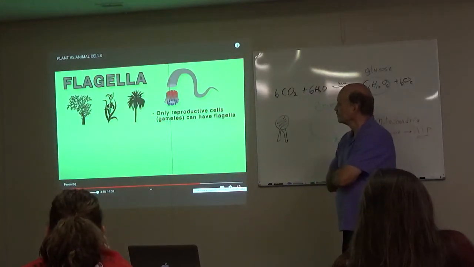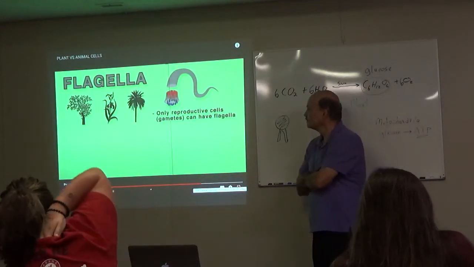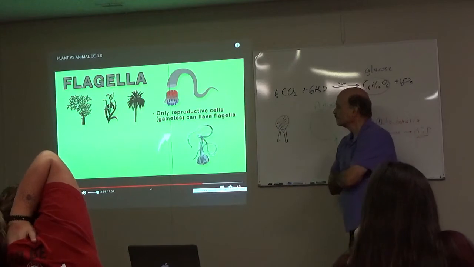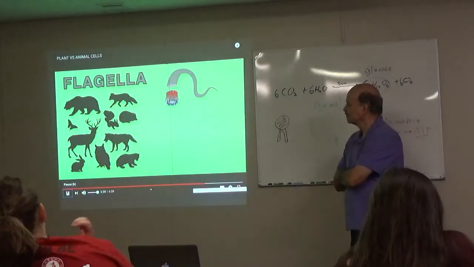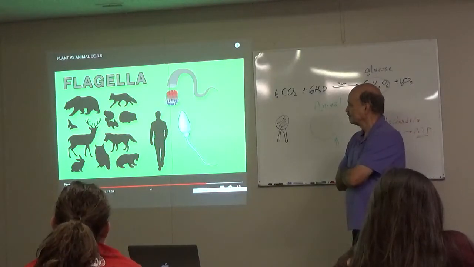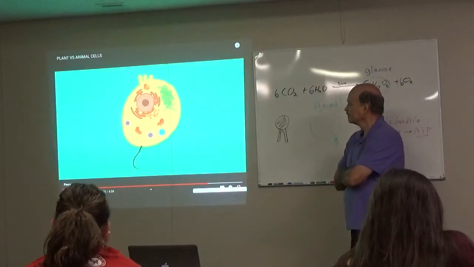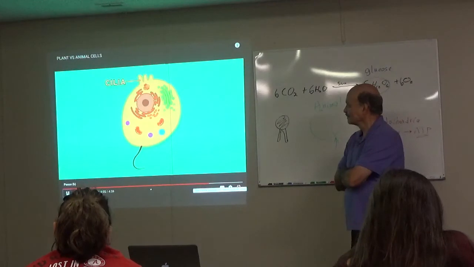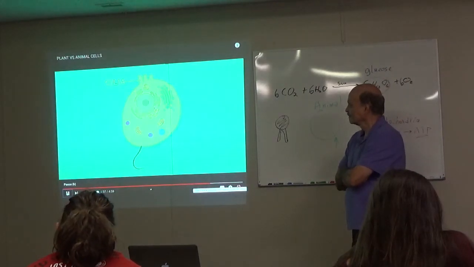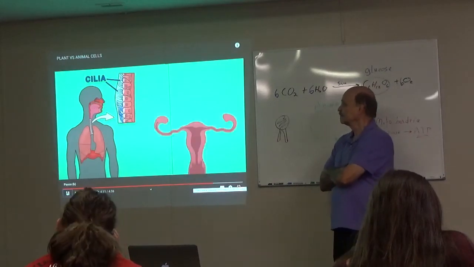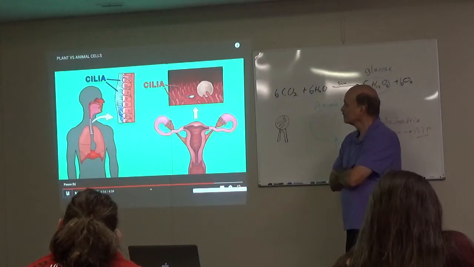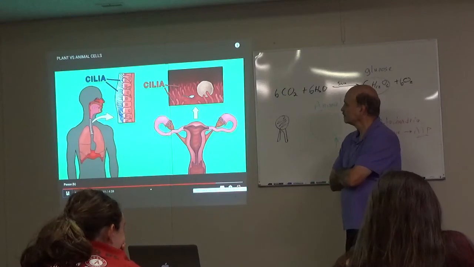In plants, only reproductive cells, known as gametes, can have flagella, such as the sperm of bryophytes. Some animal cells also have flagella. In humans, sperm are the only cells with flagella. However, many animal cells have cilia, unlike most plant cells. For example, we have cilia in our respiratory system to help move debris and mucus, in the female reproductive system to help sperm move towards the egg, and elsewhere.